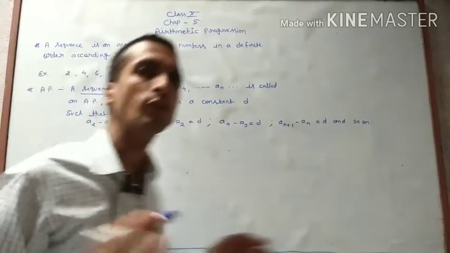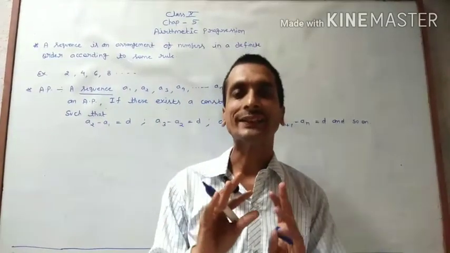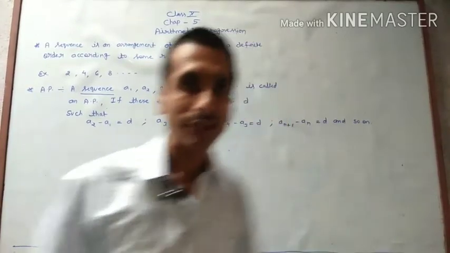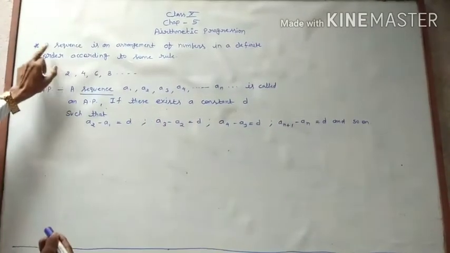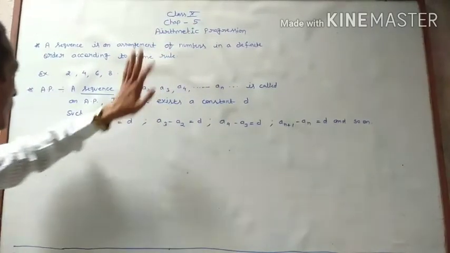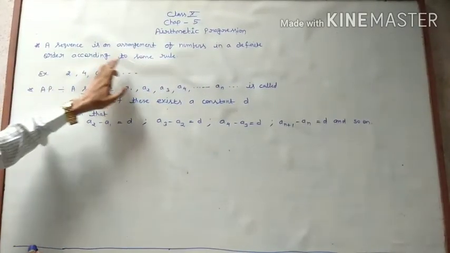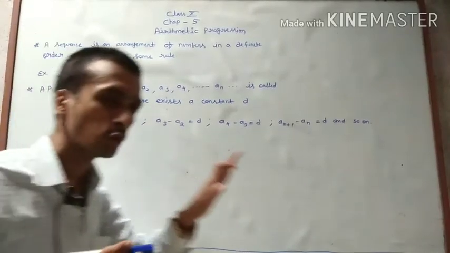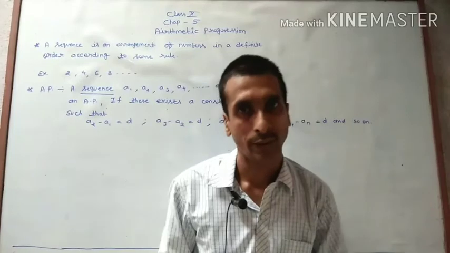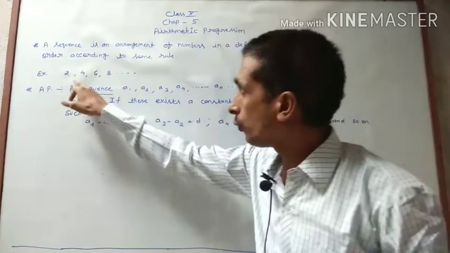Sequence, the Hindi word is क्रम. जो एक संख्याएं क्रम से आती हैं उन्हें हम क्या बोलेंगे? सीक्वेंस बोलेंगे. You can see the definition here. A sequence is an arrangement of numbers in a definite order according to some rule. यदि वो कुछ रूल्स को फॉलो करते हैं उस चीज को हम क्या बोलते हैं? सीक्वेंस बोलते हैं. You can see here the 2, 4, 6, 8.